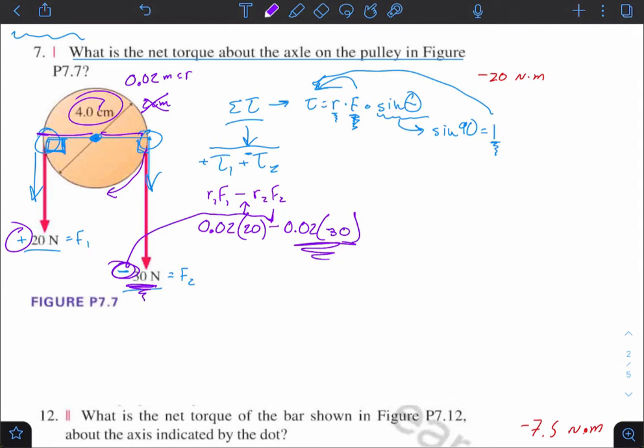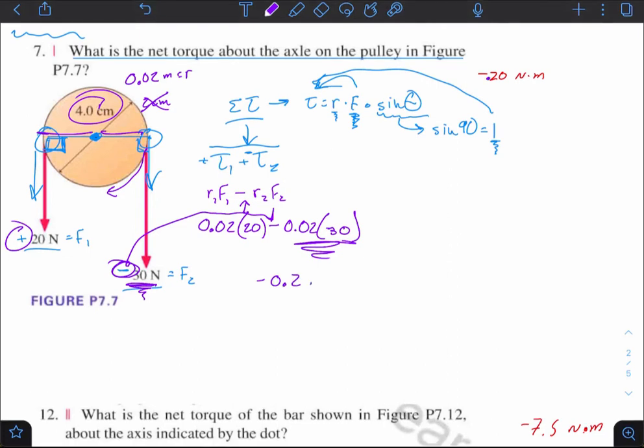But then at this point, just multiply them through and add them, or in this case, subtract them. So 0.02 times 20 minus 0.02 times 30. And that should give you negative 0.2? Negative 0.2 is correct. I copied the answer from the key wrong, but that's the right answer.